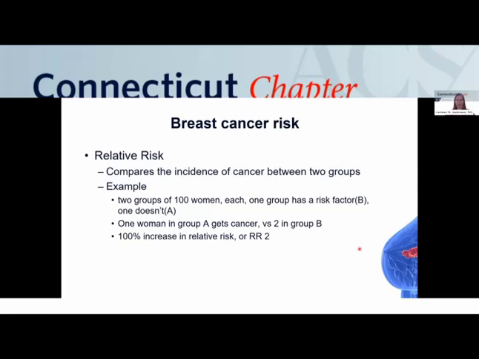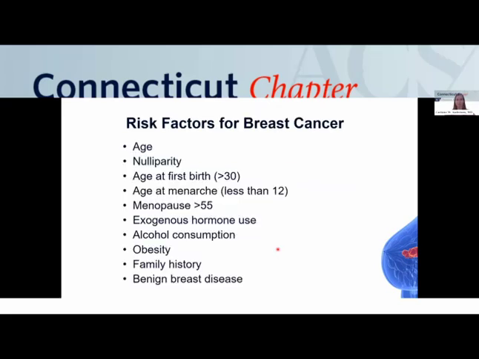So if you think of 2 groups of women, each group has 100 women. Group A doesn't have a certain risk factor, group B does have a certain risk factor. And if through observation, one woman in group A gets cancer and two women in group B get cancer, that is a 100% increase in relative risk, or relative risk of 2. It does not mean that group B's risk is twice the population's absolute risk. You can't combine those statistics that way.